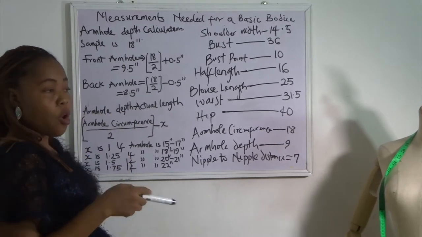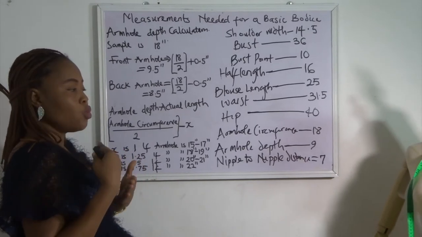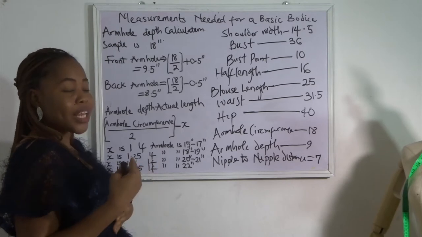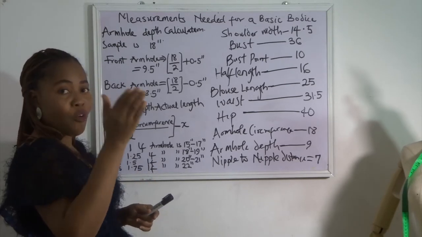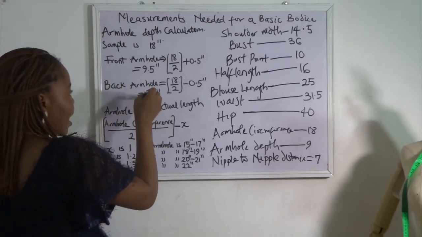As we all know, or maybe you don't know, usually the front armhole comes inside much more than the back. And while it comes inside, it means that it has more area coverage. So that is why it's bigger in size than the back armhole.